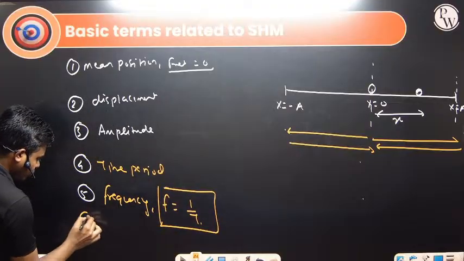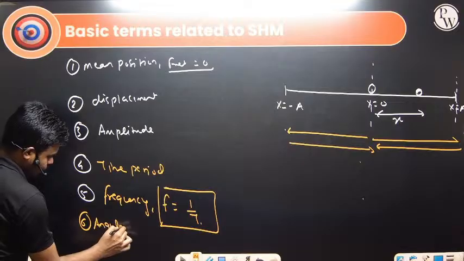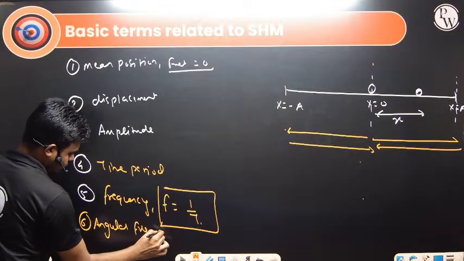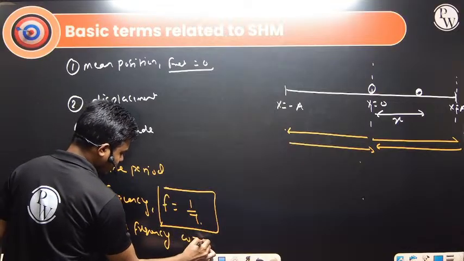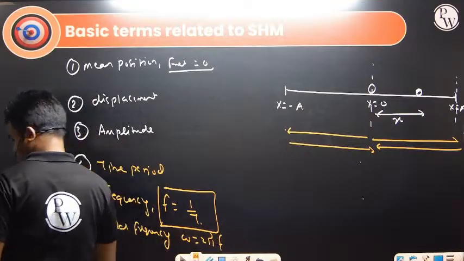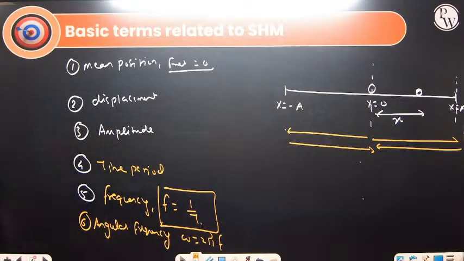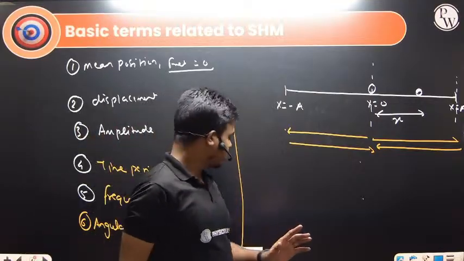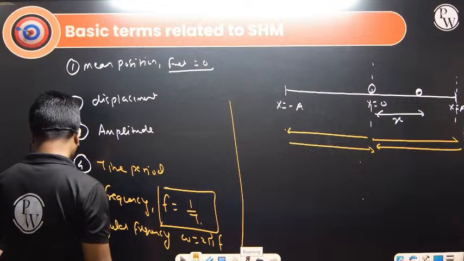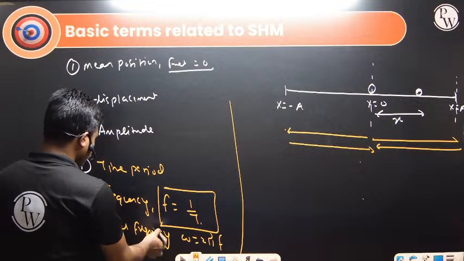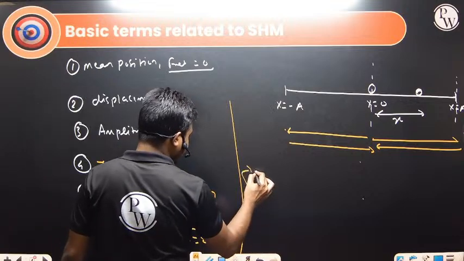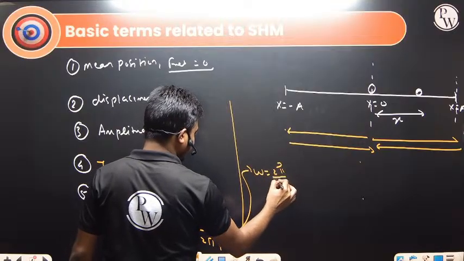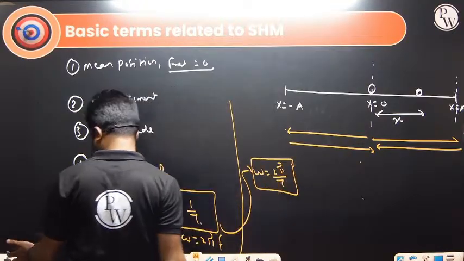Next we have angular frequency. So what is angular frequency? That I will be writing as omega. What is omega? 2 pi f. So angular frequency omega equals 2 pi f. So these are the terms that we have in SHM. A further term we can also write here: we got the frequency, we got the angular frequency, and from here we can also write omega equals 2 pi by T.